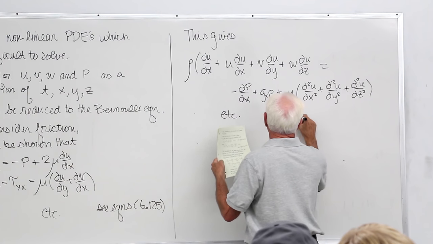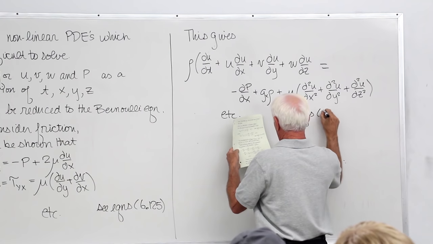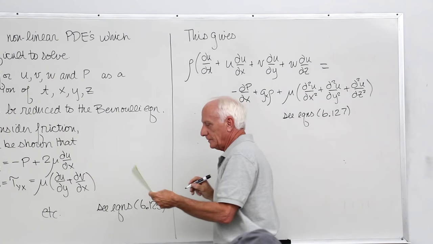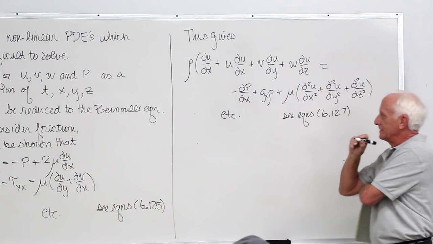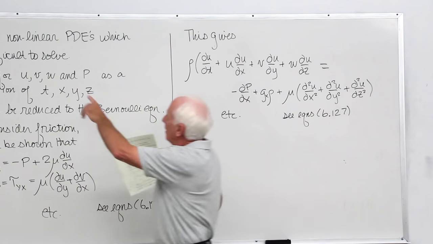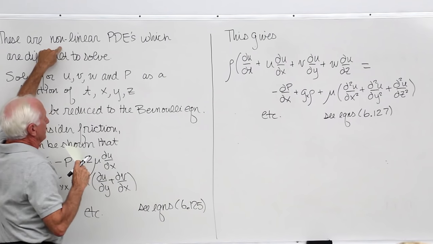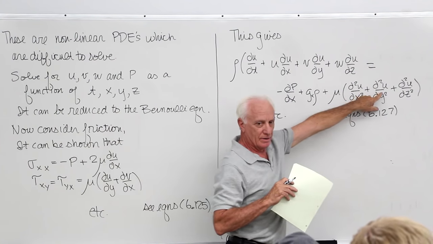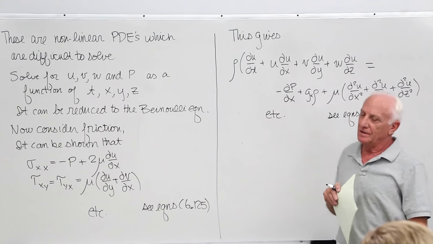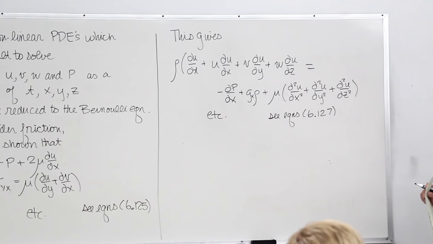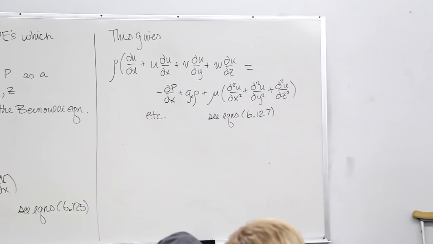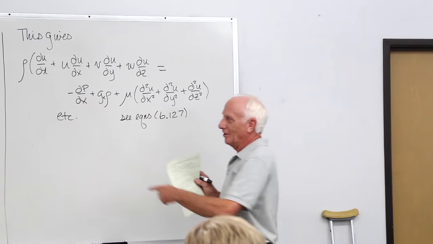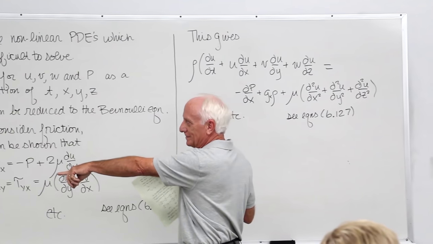See equations 6127. These guys are even worse. These guys now are nonlinear second order partial differential equations. Second order partial differential equations. Oh yeah, that's for the advanced group, okay? Those guys, because they include viscosity. Euler's do not include viscosity.